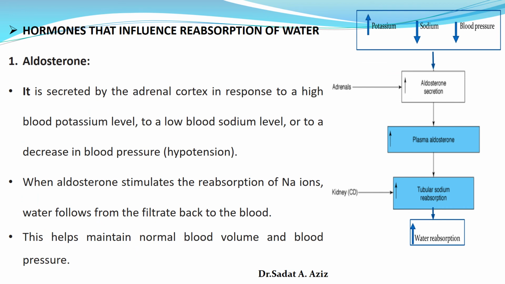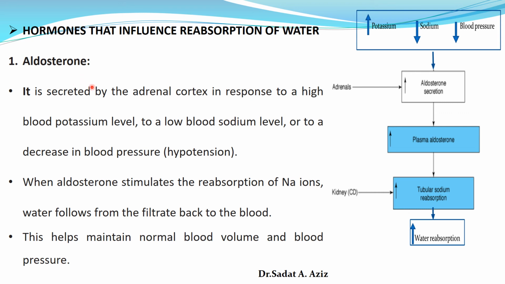So, hormones that influence the reabsorption of water. We have different types of hormones, and each hormone has its own specific strategy to repair or induce the secretion or the absorption of water and sodium back into the circulatory system. The first hormone is aldosterone. We just mentioned this. We said angiotensin 2 can act through aldosterone, one of the pathways of angiotensin.